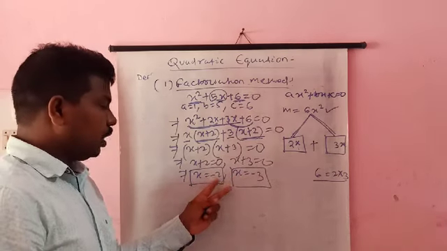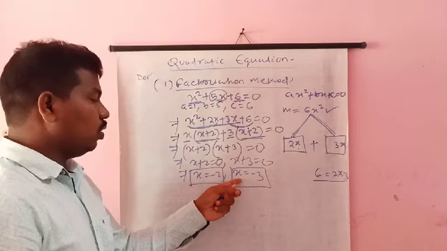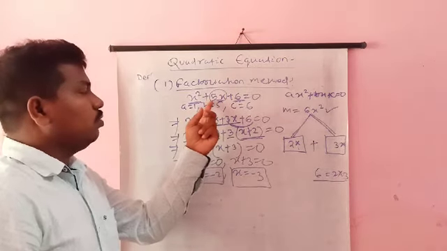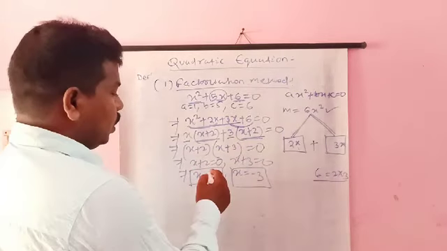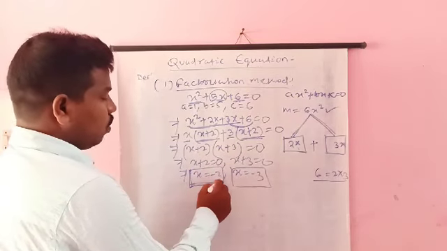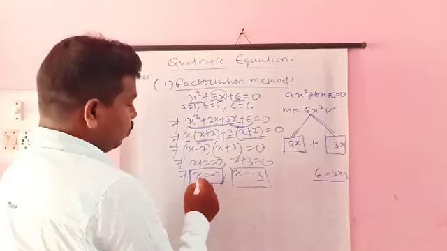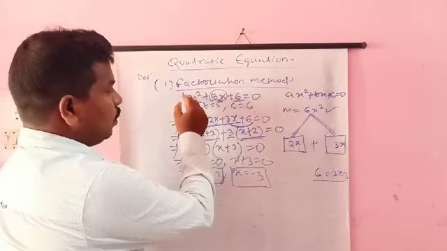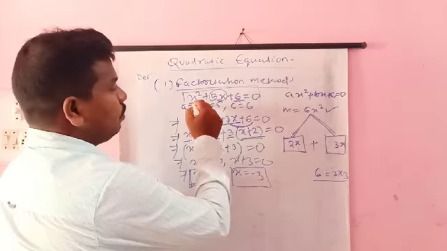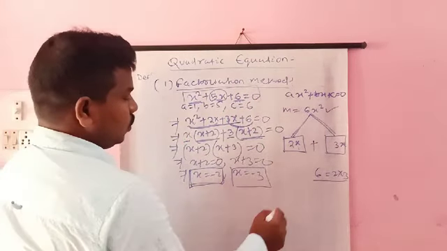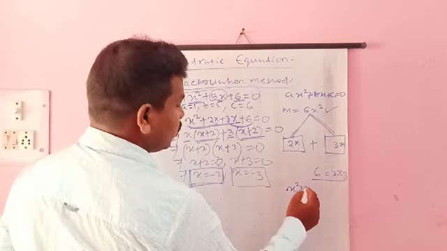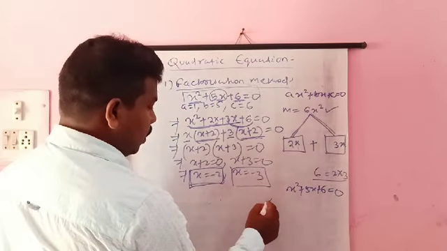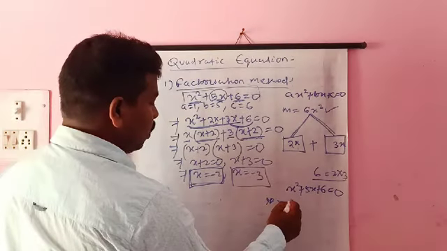So now we have to check whether these two values of x will satisfy the quadratic equation or not. To check this, we have to put either x equal to minus 2 or x equal to minus 3 in the quadratic equation and check that left hand side equals right hand side. The quadratic equation is x square plus 5x plus 6 equal to 0. If x equal to minus 2, we put it here.